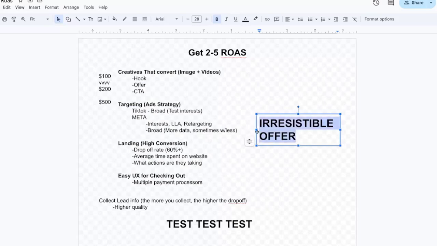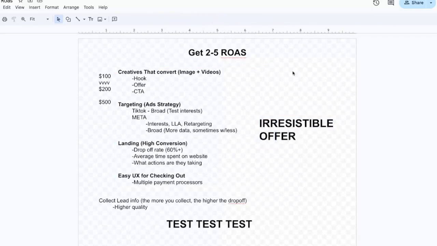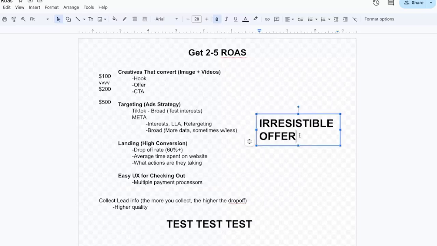But yeah, if you don't have an irresistible offer, nothing will work. In order for you to win in the e-commerce space, you need to not just find a winning product. If you find a winning product, you need to also find a winning offer. That's very important, because once you have a good product, it's easy to make an offer around it.